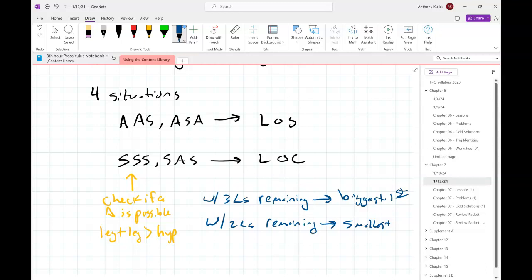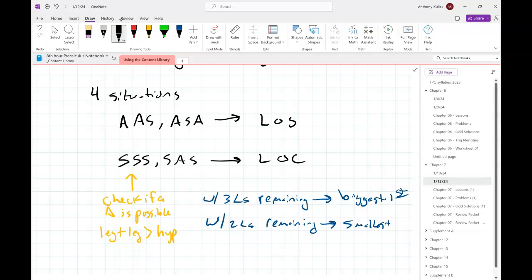So that's the way that I remember it. Does that feel okay for everybody? Okay, so just kind of consolidating that. Notice that we've covered 4 situations. We talked about 5 possibilities.